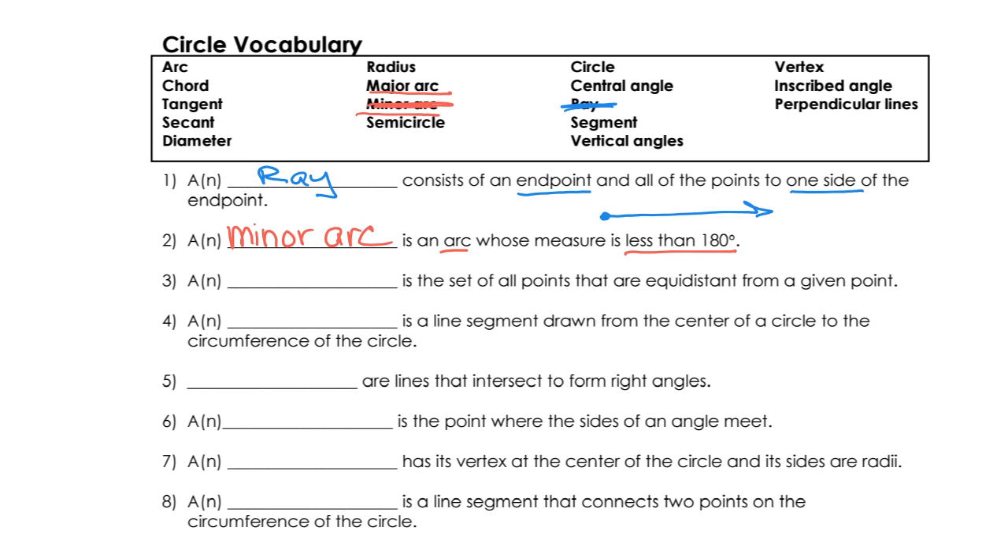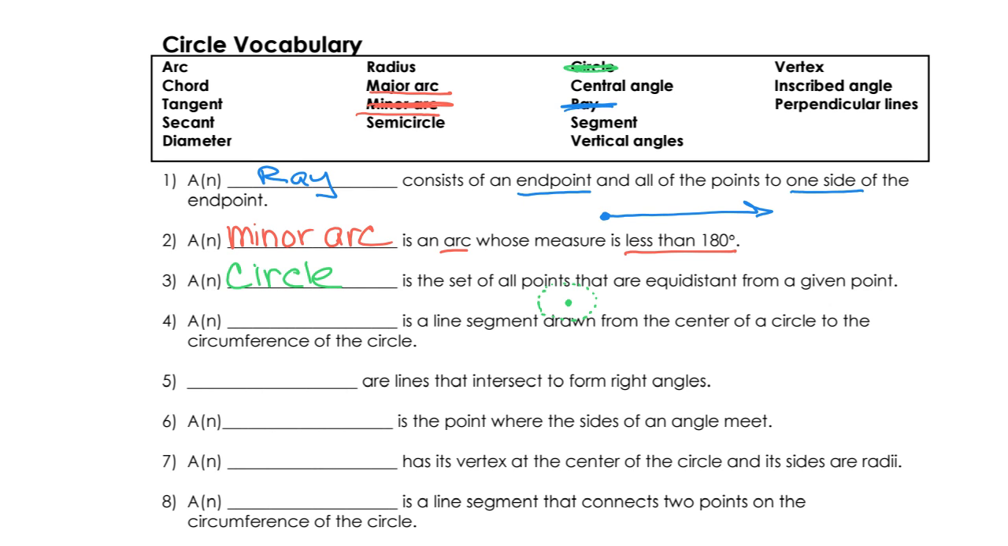In number 3, a blank is a set of all points that are equidistant from a given point. So a given point is the center of the circle and all points the same distance away. That would be a circle. A circle is a set of all the points that are equidistant from a given point.